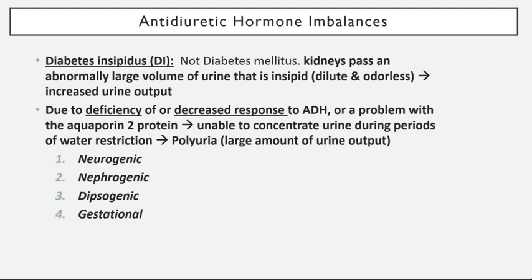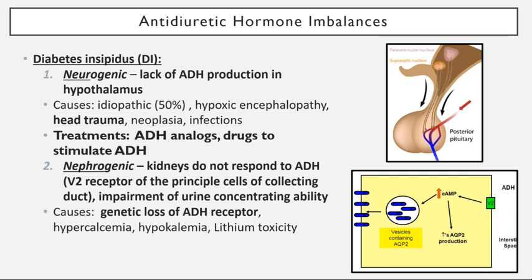So you're constantly peeing even though you need the water, effectively, right? It could be a problem with the enzyme itself, the receptors, or the aquaporin proteins, as far as why the ADH is not functioning as it should. And then you have polyuria, where you have large amounts of urine output. So we're going to talk about these 4 different examples, and then this will wrap up today. So neurogenic, nephrogenic, dipsogenic, and gestational diabetes insipidus. So the first one's neurogenic. This is where you have a lack of ADH production in the hypothalamus.